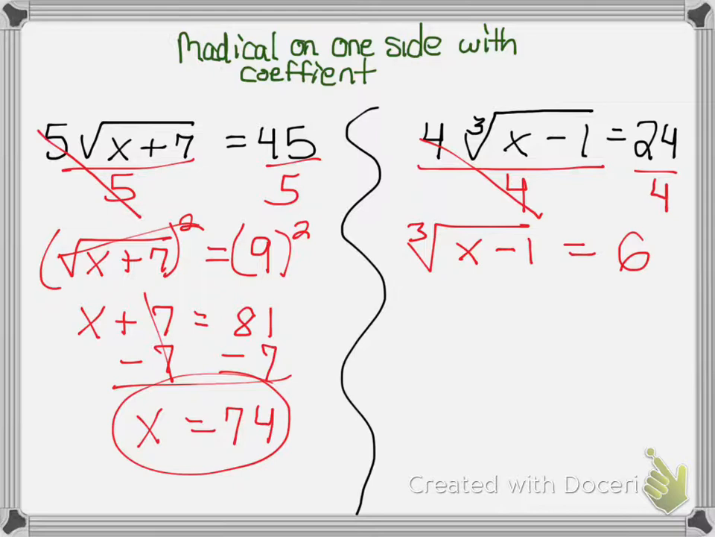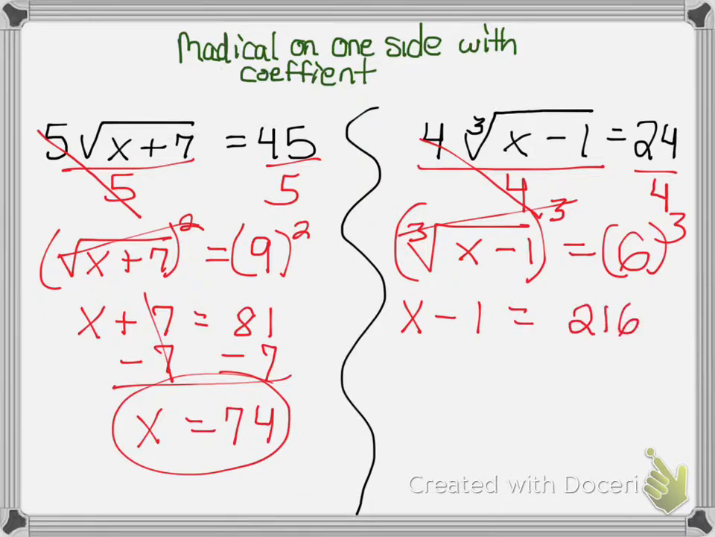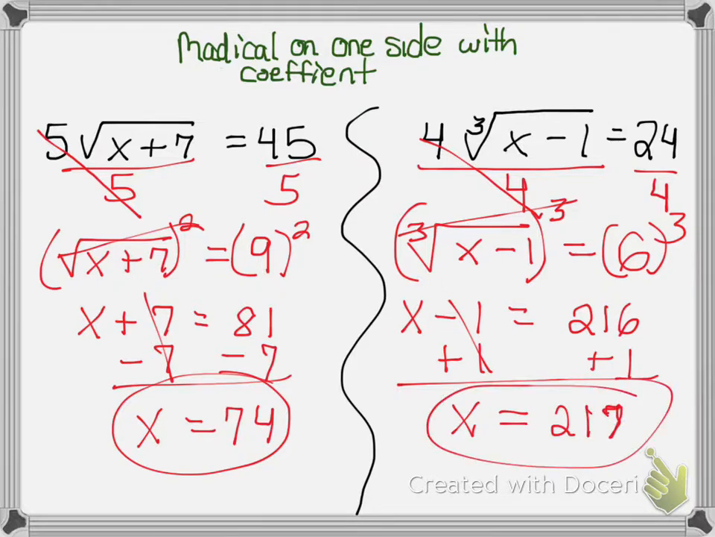Now to get rid of the cube root, I need to raise it to the power of 3. That cancels out my cube root. I bring down my x minus 1. We know 6 to the power of 3 equals 216. Then I'll add 1 to both sides. And that will give me 217. Oops. And that's it.